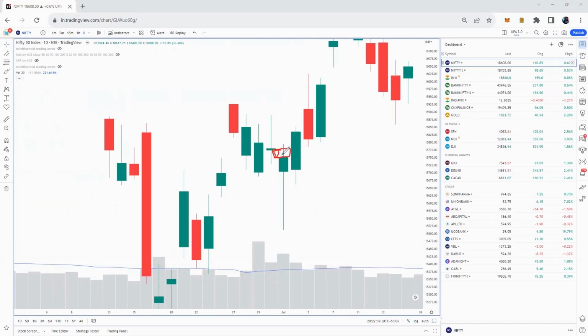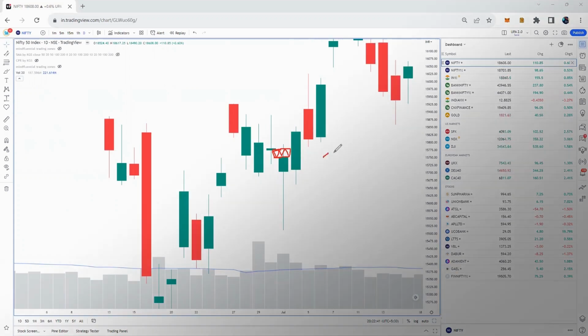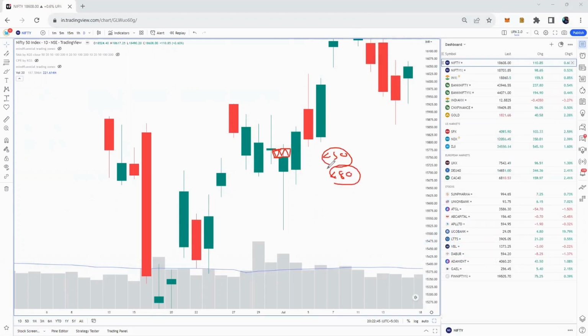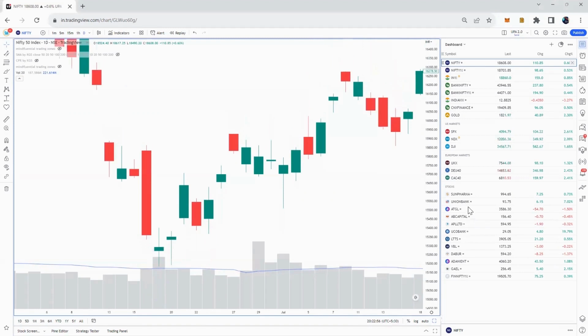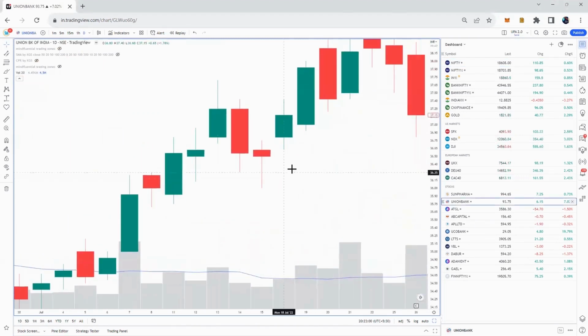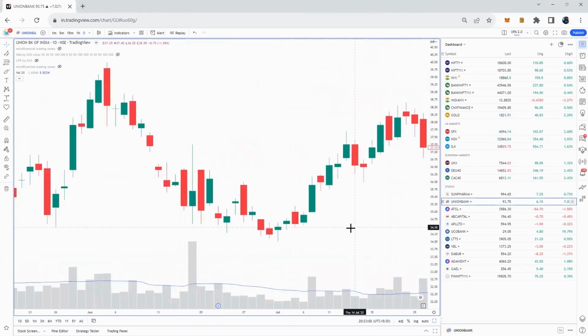But this minor gap down, especially if it is less than 30 points in Nifty or less than 50 points in Bank Nifty, you need not worry about it. You need not mark any resistance level or support level around that area, because that is quite common, especially in the index. And even in the stocks, if you see a very minor gap between the previous candle and the next day's candle, it is not that important.